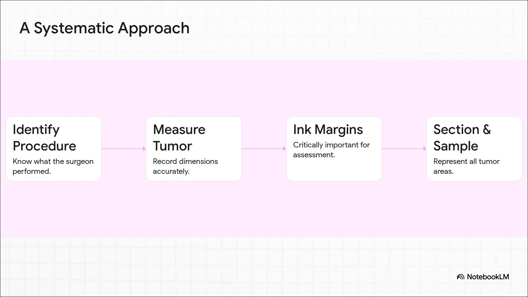First, you've got to understand the surgery itself. What exactly did the surgeon do? Then, you get your rulers out for precise measurements in all 3 dimensions. Next, and this part is absolutely critical, you use ink to mark every single surgical margin. That's the step that allows for a definitive microscopic assessment later. And finally, you thoughtfully section the tumor, making sure you get good representative samples from all over, especially from the area closest to that ink.